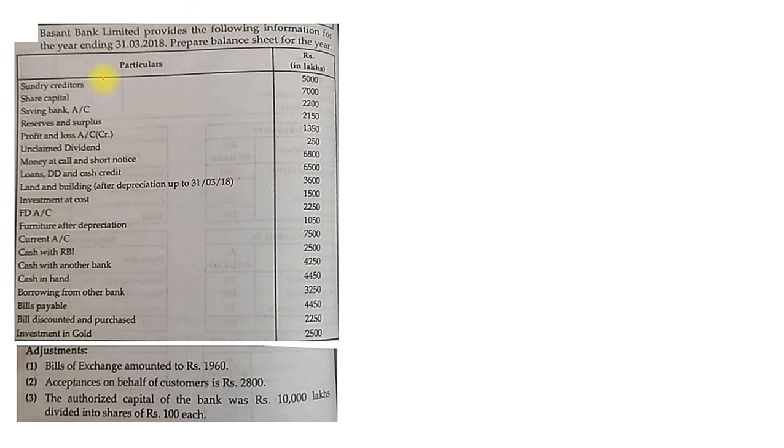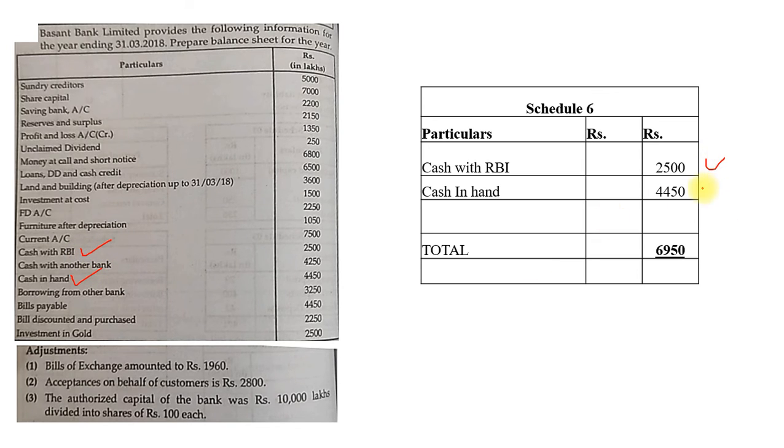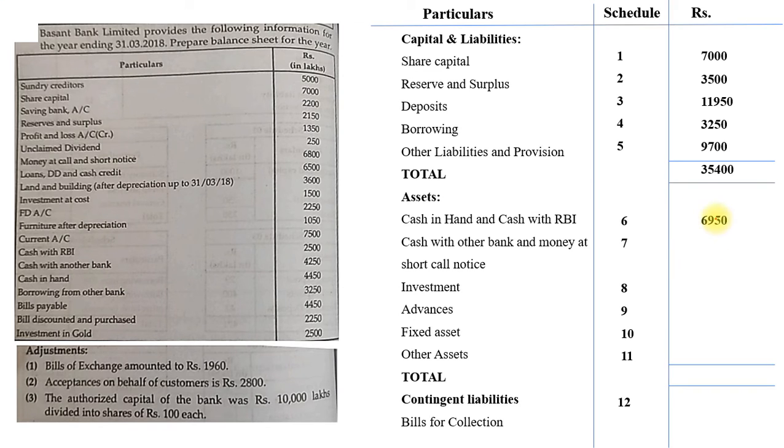So let us check cash in hand. Okay, I can see here there is cash in hand and there is cash with RBI. Both the things are available, so we'll just take it down: cash in hand and cash at RBI. So that is 2,500 plus 4,450. Total comes to 6,950. Schedule number 6. So under schedule number 6, we have 6,950.